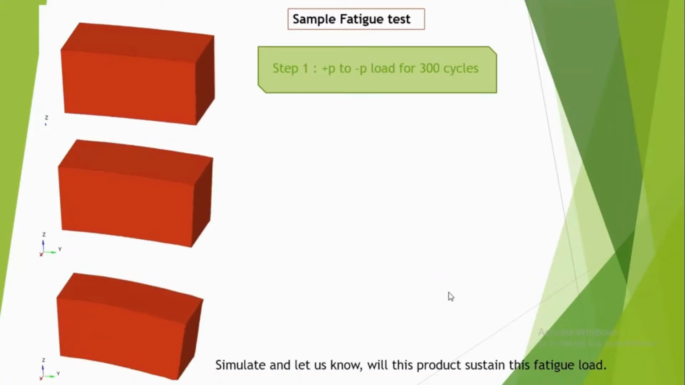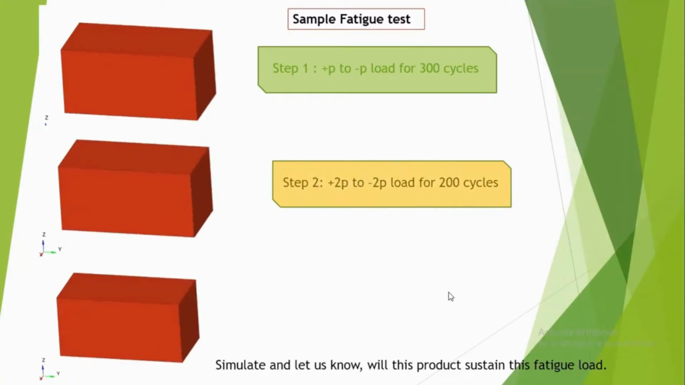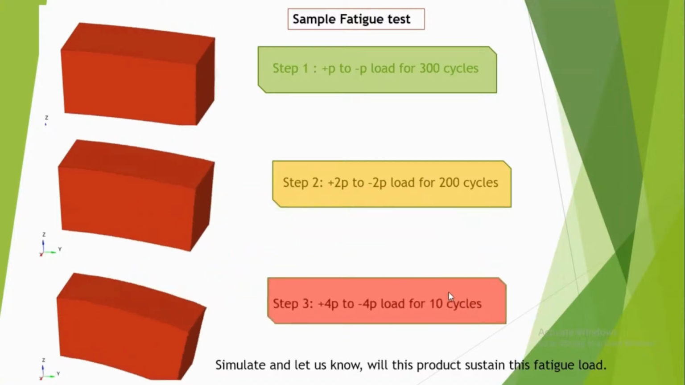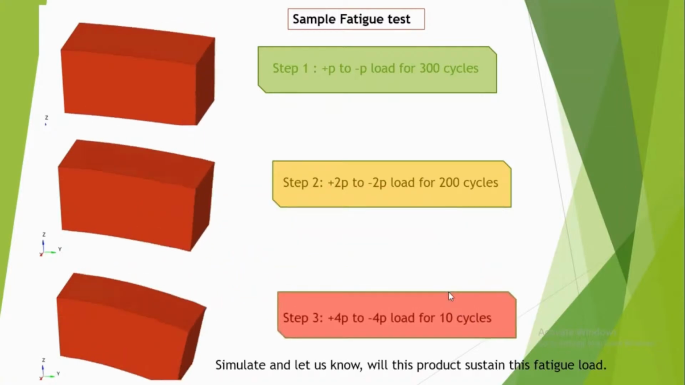We will increase the load to plus 2P to minus 2P for 200 cycles, and after this test has been done, we will load the same specimen in step 3, which is plus 4P to minus 4P load for 10 cycles. If someone asks you, before even testing, to simulate and tell whether this product will sustain this fatigue load or not, you need to create the block cycle in FEMFAT to know whether it is above one block cycle or not.